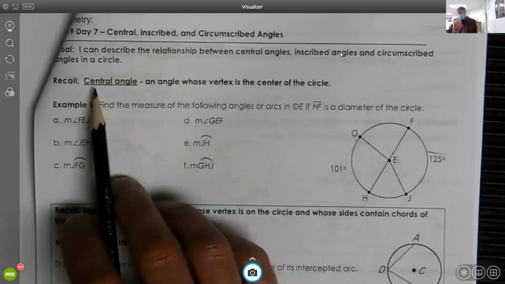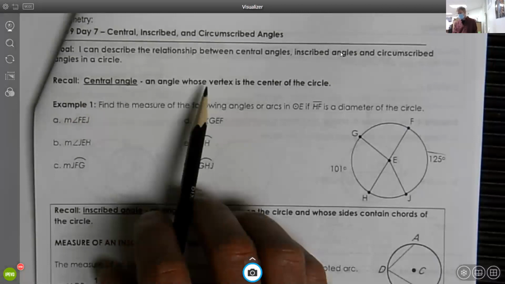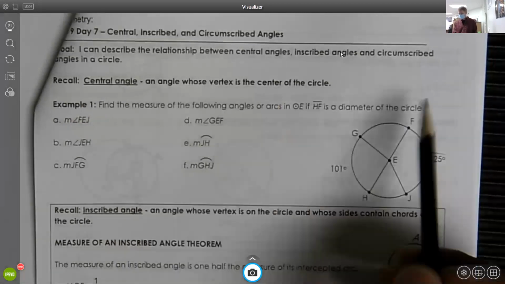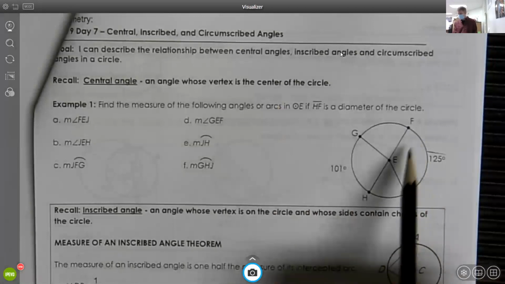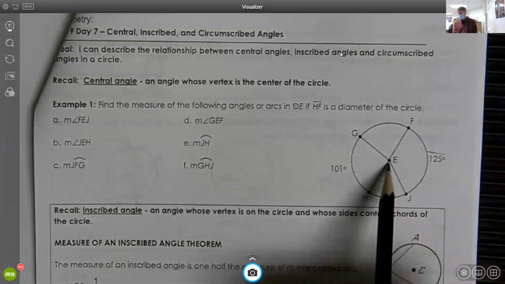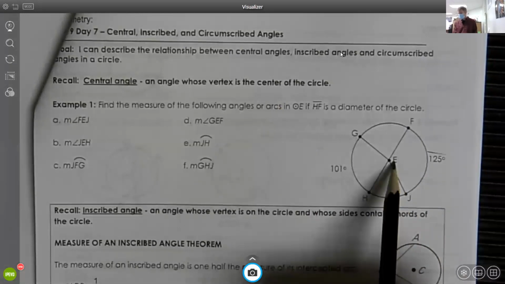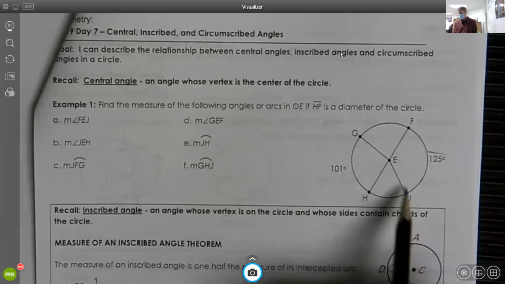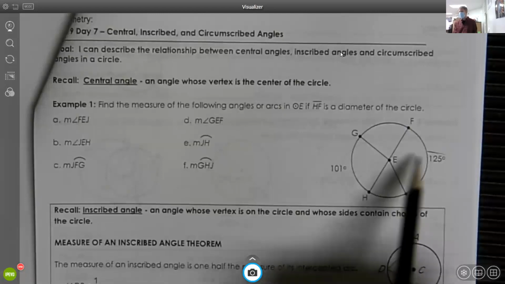A central angle is an angle that has its vertex at the center of the circle. So FEJ would be called a central angle. The central angle and the intercepted arc, the arc that is formed by that angle, will have the same degree value.